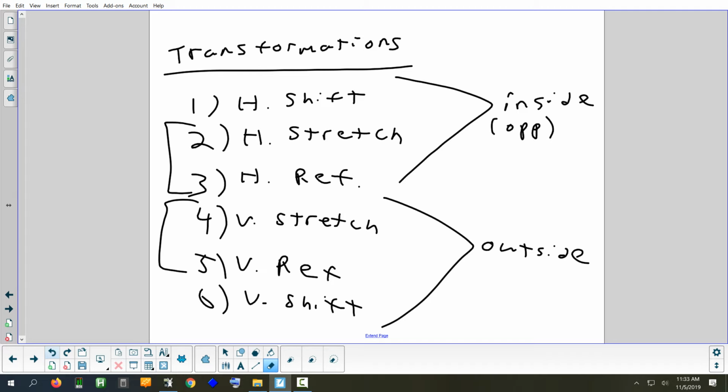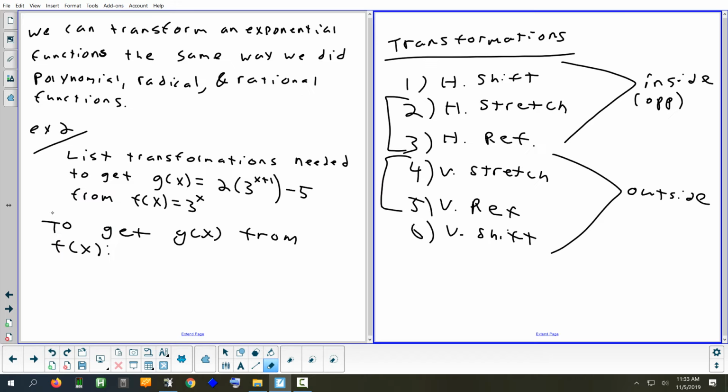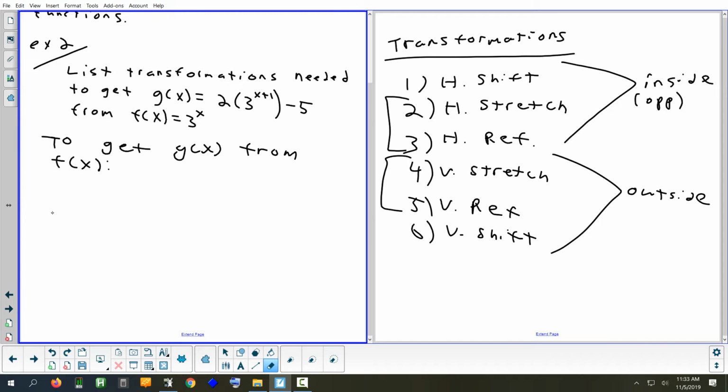Okay, so let's look at this again. What's the first thing that we have in g of x? We have a horizontal shift because we are adding inside. When I say inside, this is inside. That's your function. The 2 and the -5 are outside. All right, so what's the +1 going to do? Shift left 1.